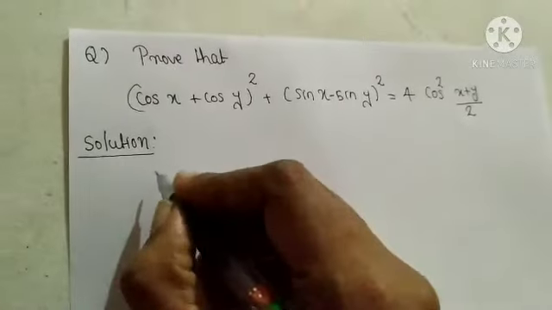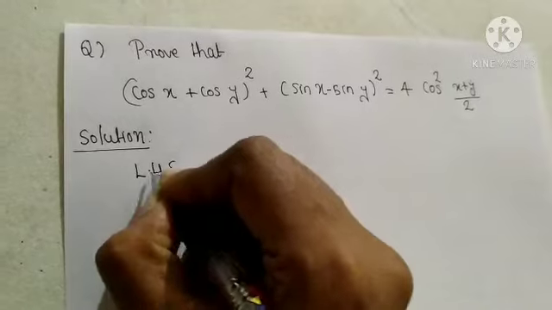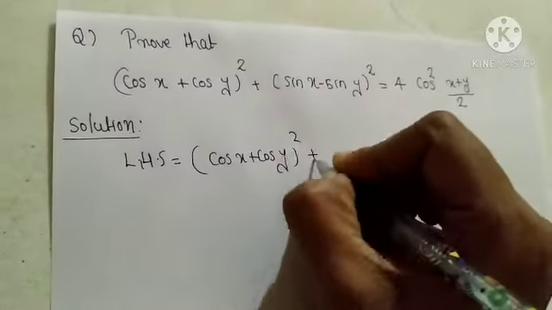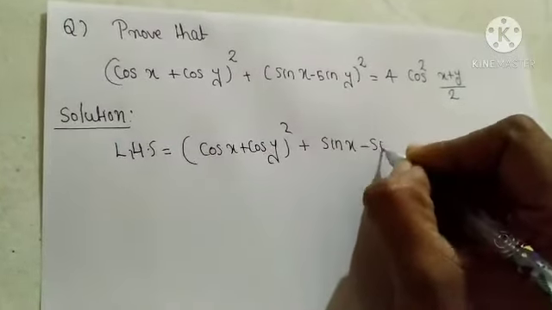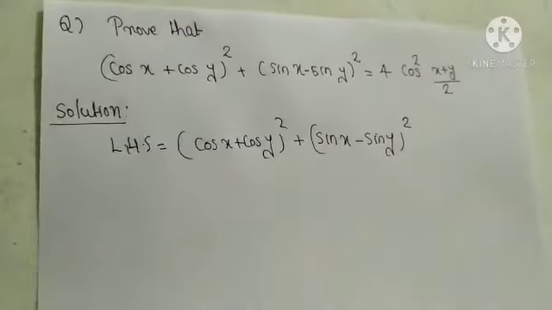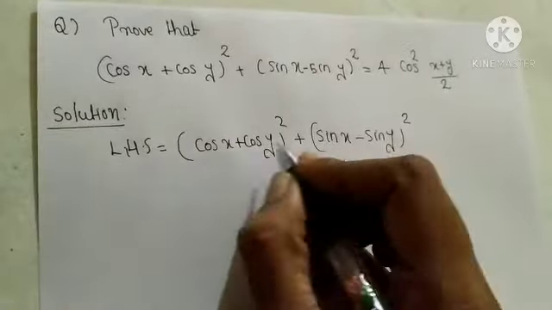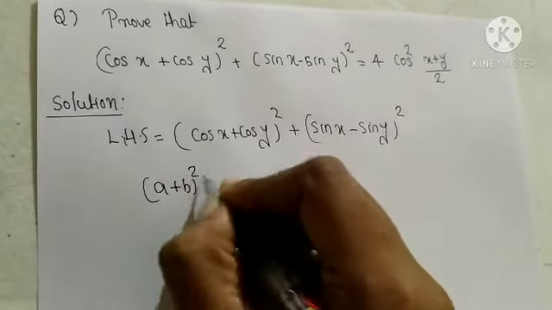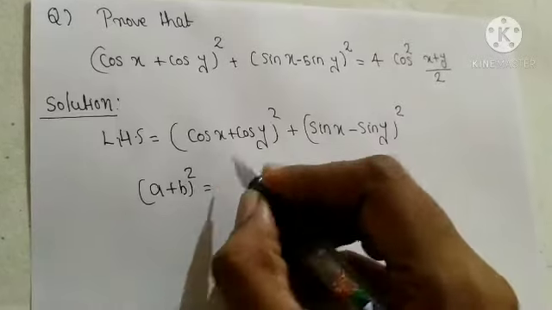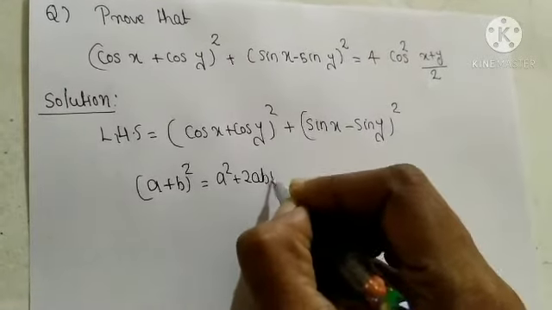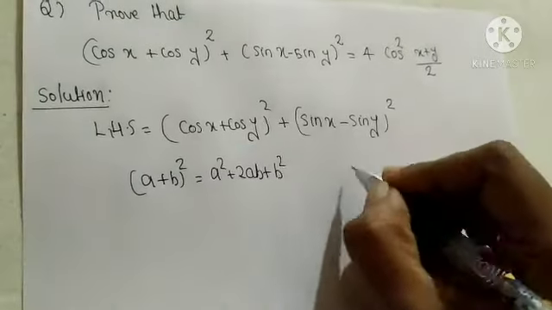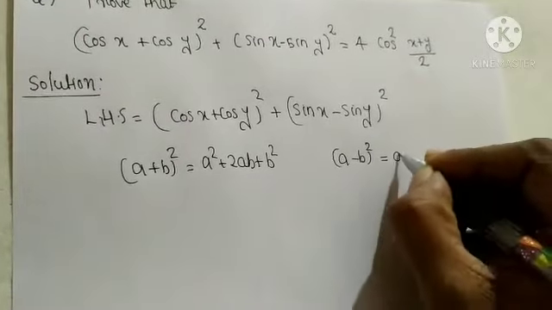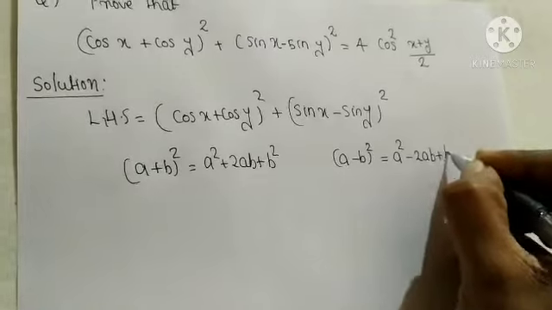Starting with the LHS, our LHS is (cos x + cos y)² + (sin x − sin y)². Here I am going to expand this (cos x + cos y)² using the (a + b)² identity. And what is the value of (a + b)²? a² + 2ab + b². And here also I am going to use the (a − b)² identity. The value of (a − b)² is a² − 2ab + b².